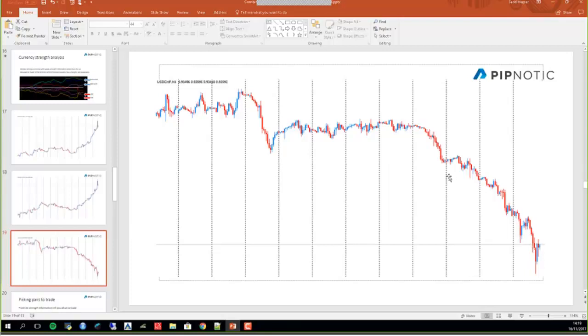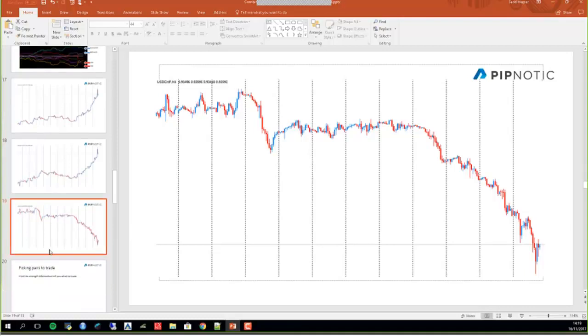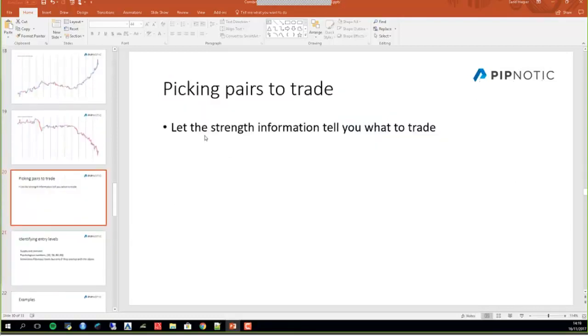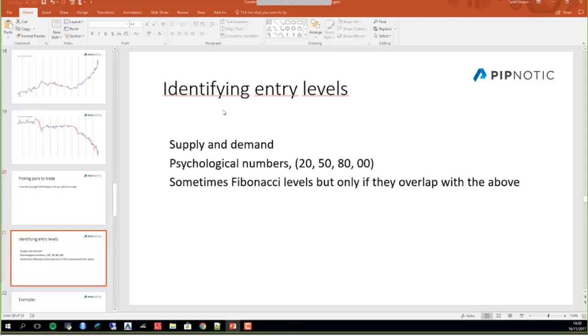But this is just a really nice example of what you can get when you have a look at currency strength. And so ultimately, you look at the strength information to tell you what to trade, and you look at the supply and demand to find out where you want to get in. So entry levels, as we mentioned, we have supply and demand. What else do we have?